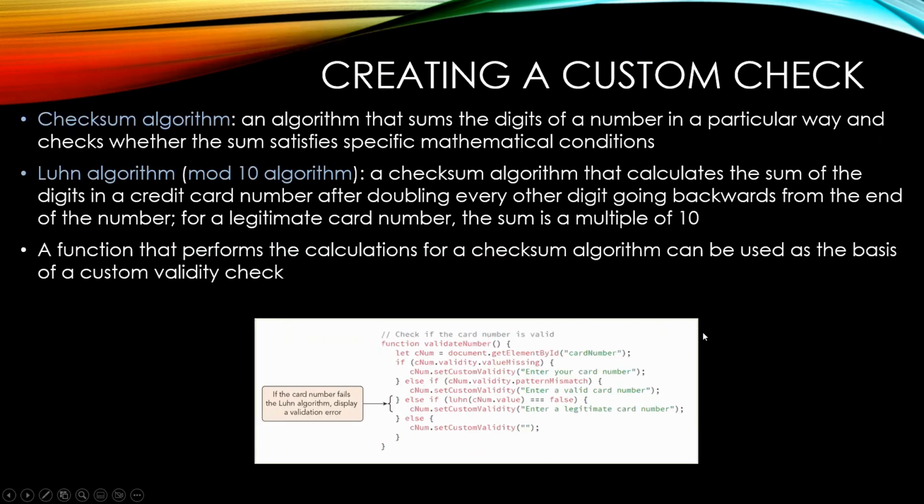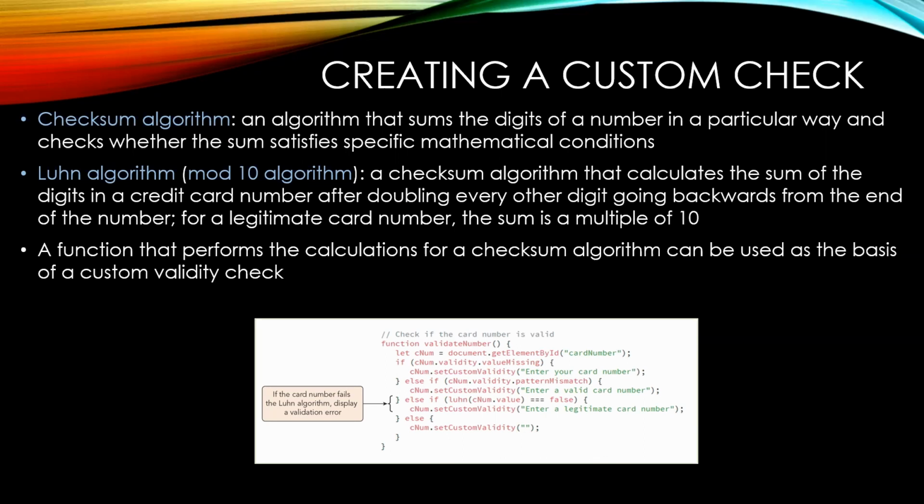We can create custom checks. A checksum algorithm is an algorithm that is going to sum a number of digits in a specific way, and it's going to check whether that sum satisfies specific mathematical conditions. Sometimes you may have seen when you download, it will give you a checksum to make sure that you have gotten the entire download, that your download is correct, that it hasn't been messed with, things like that.